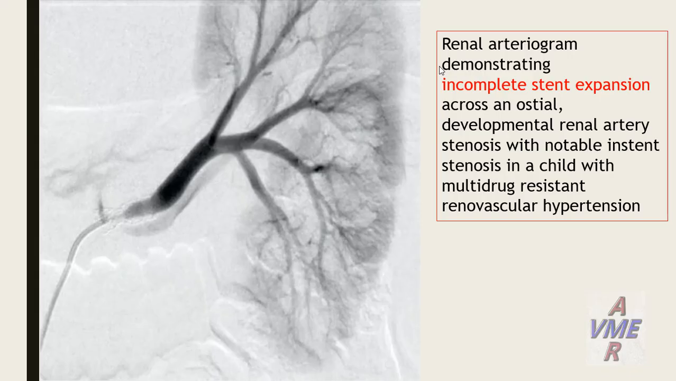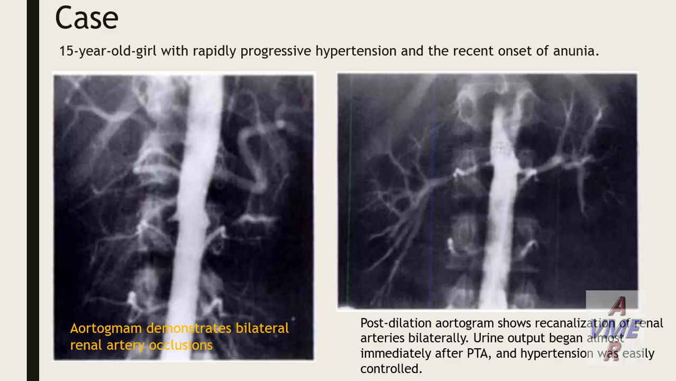This is a renal arteriogram demonstrating incomplete stent expansion across the ostial developmental renal artery stenosis, with notable in-stent stenosis in a child with multi-drug resistant renovascular hypertension. This is the case of a 15-year-old girl with rapidly progressive hypertension and recent onset of anuria. Aortogram demonstrates bilateral renal artery occlusion.